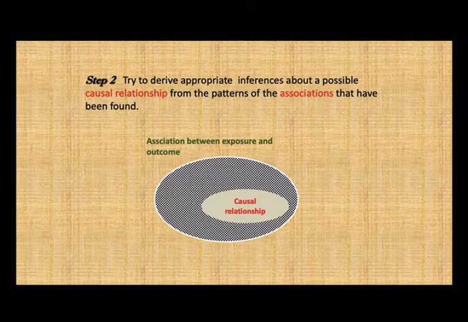Not all the associations we observe are causal relationships. So step 2 is trying to derive appropriate inferences about a possible causal relationship from the patterns of the associations that have been found.